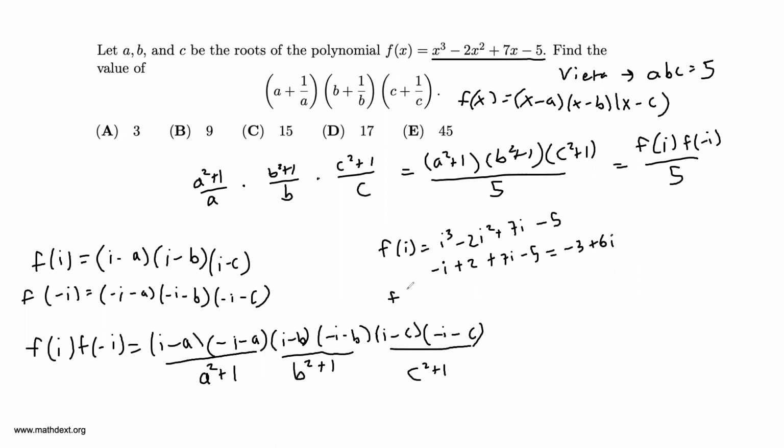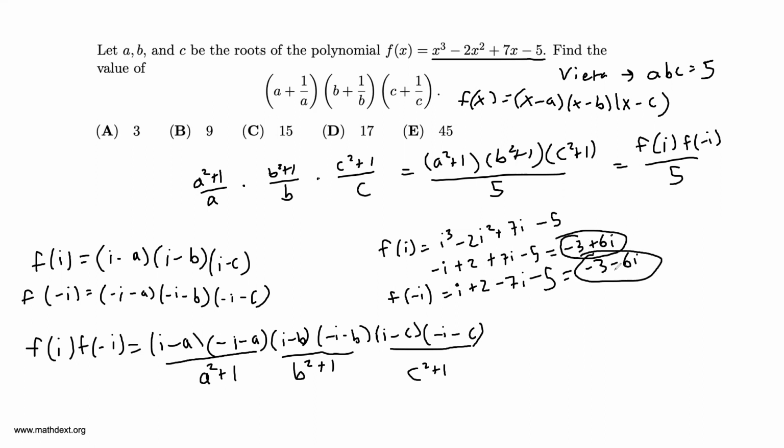And f of negative i, you can just plug negative i in. Negative i cubed is equal to positive i. That's negative i cubed minus, well, 2 times negative i squared is going to be plus 2 again, plus 7 times negative i, which is going to be a minus 7i, minus 5 again. And we're going to be left with our negative 3 minus 6i. So f of i is negative 3 plus 6i. f of negative i is negative 3 minus 6i.